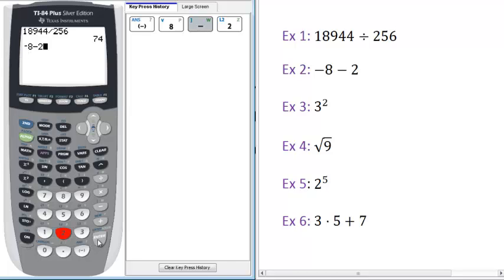To figure out what the answer to this problem is, we just hit enter, and we figure out the answer to example 2 is negative 10.